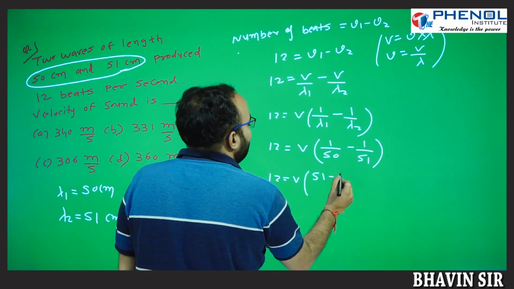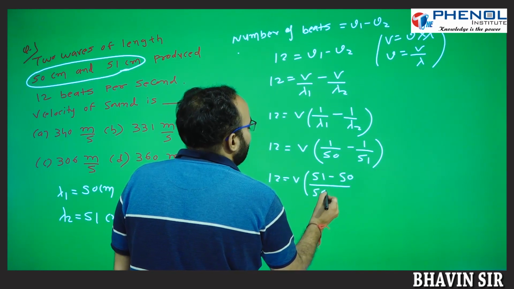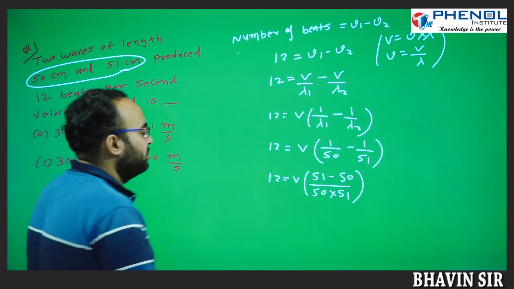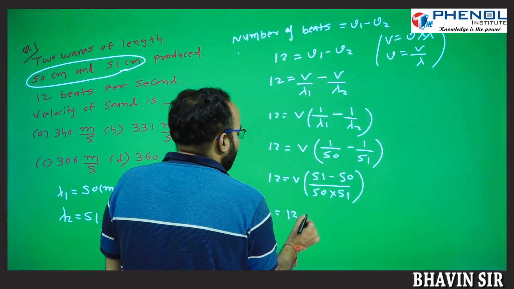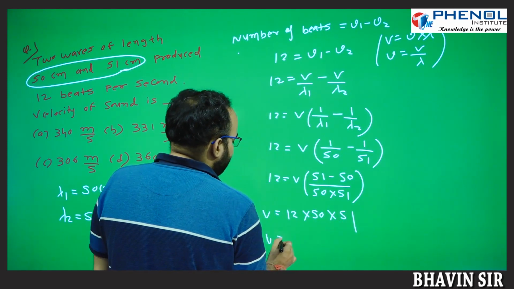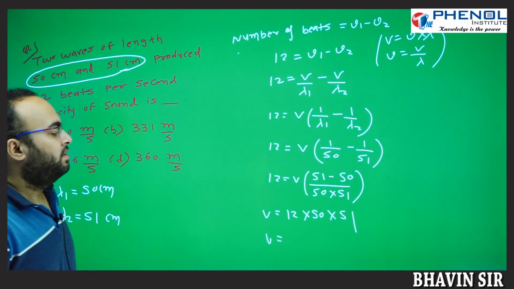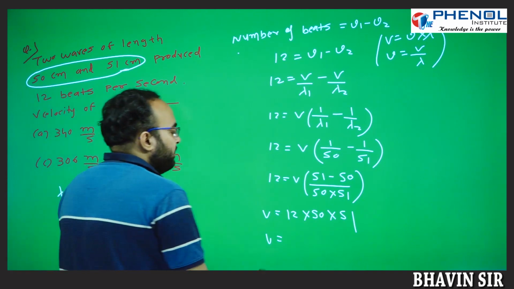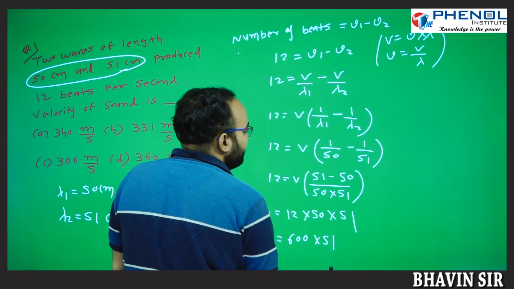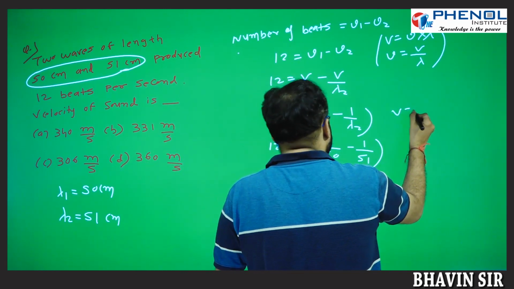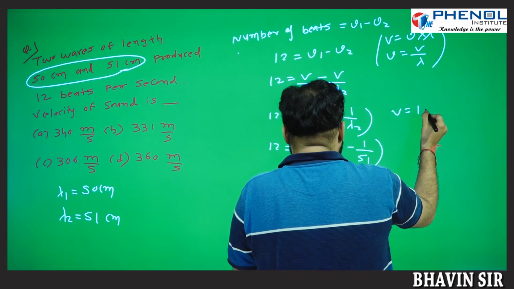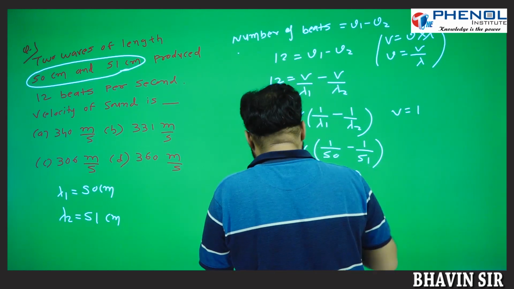So 51 minus 50, so 1. So what is the speed? 12 into 50 into 51. So 12 into 50, 600. Then 51 into 6, so 306.